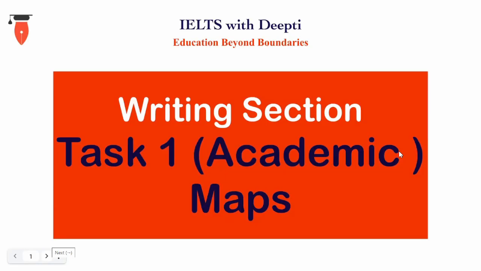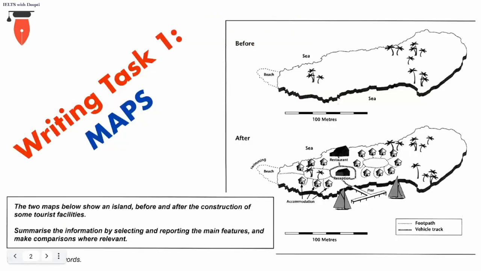So in today's video, we'll focus on the task 1 of writing section, and we are doing the academic module today. And in task 1, you will find 3 types of tasks. One is a diagram, the other is a map, and the third is a graph or a data representation. So today we are going to focus on maps.